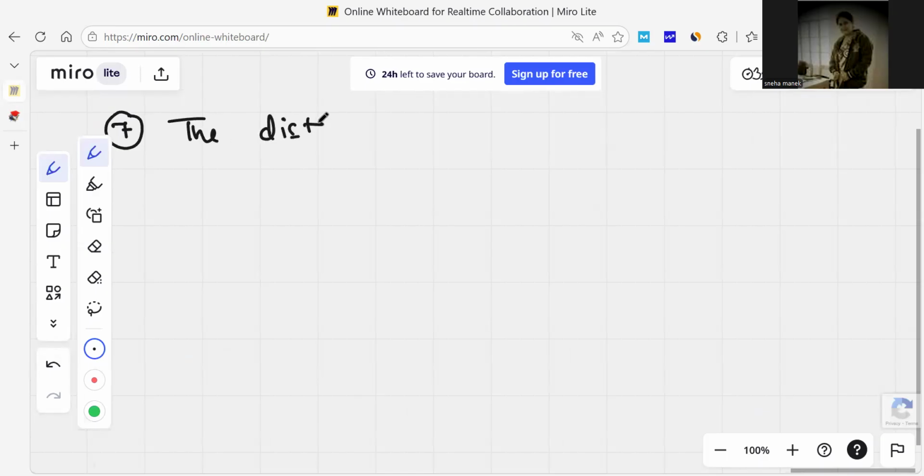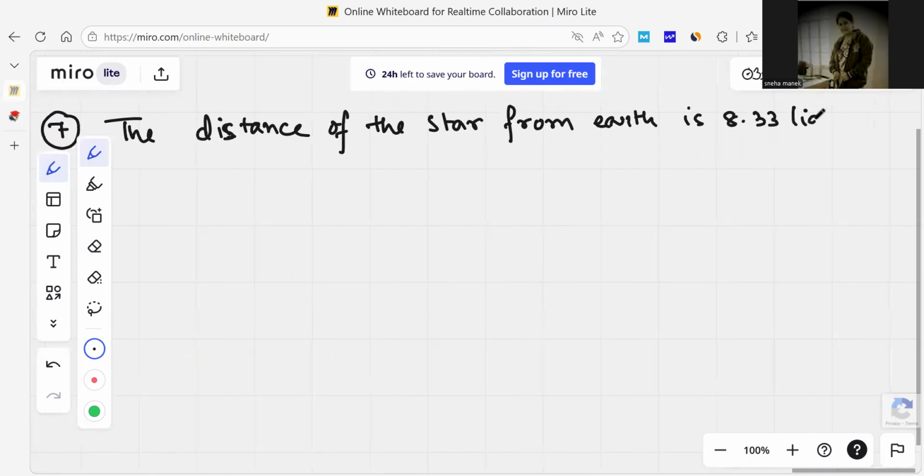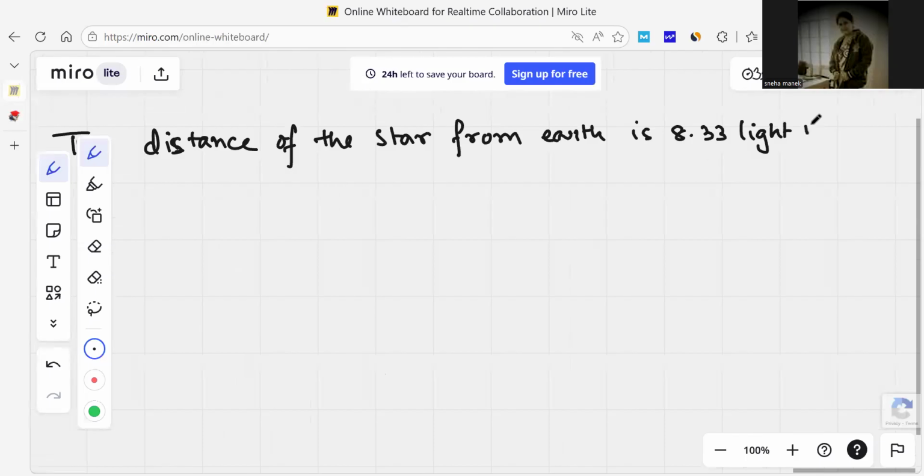The distance of the star from Earth is 8.33 light minutes. Now, when we write that, it's better to write as it is given here. So the first question is, what do you understand by the statement?